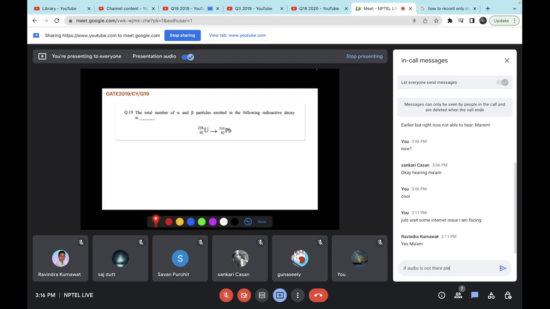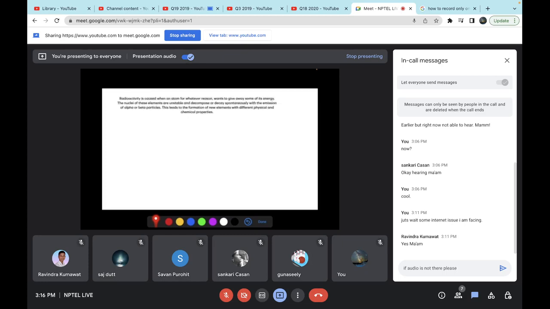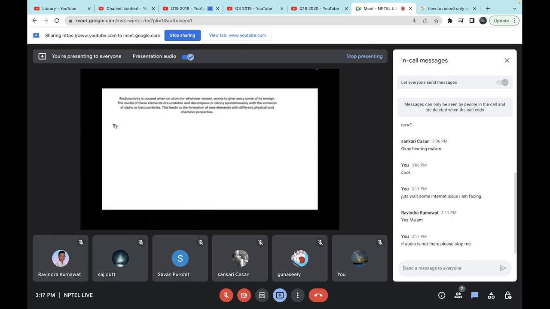Okay. So before solving this question, let's just move into some basics. Radioactivity is actually caused when an atom, for whatever reason, wants to give away some of its energy. The nuclei of these elements are unstable, and it therefore decomposes or decays spontaneously with the emission of alpha or beta particles. This leads to the formation of some new element with different physical or chemical properties.